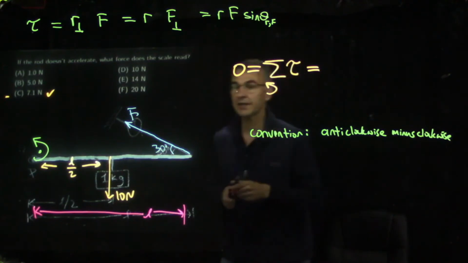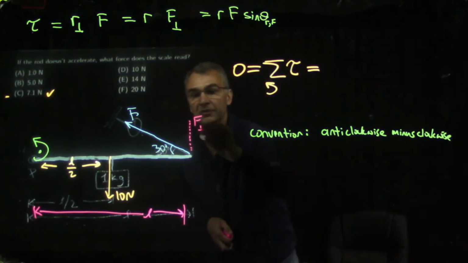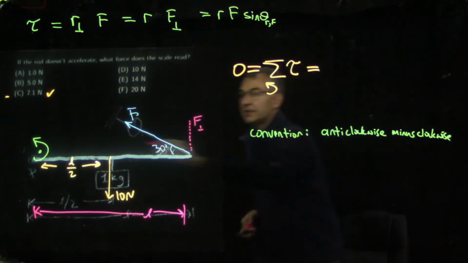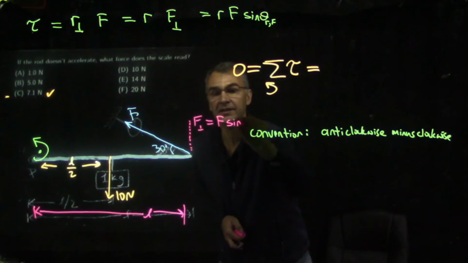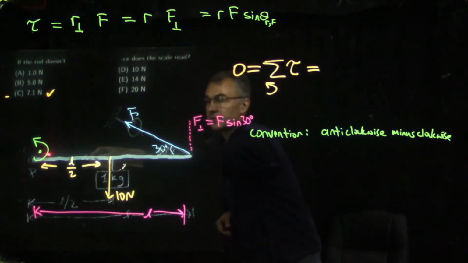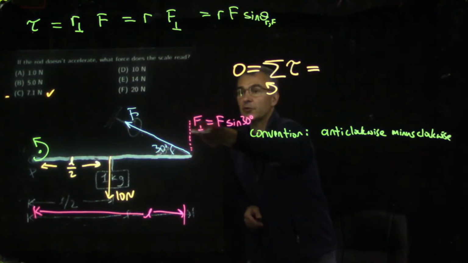So we want to pick out just the vertical part of this force. So this is F perp, the part of the force which is perpendicular to the displacement, and that would seem to be F sine 30 degrees. So the displacement is horizontal, so we want just the vertical part of the force. This is F. The vertical part of F is F sine 30 degrees.